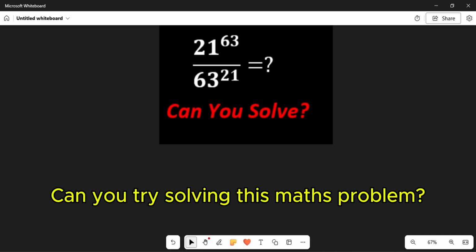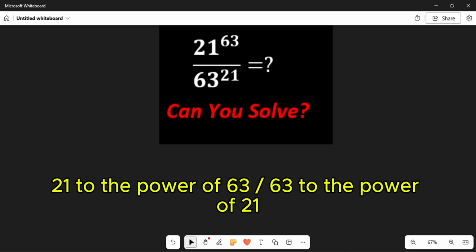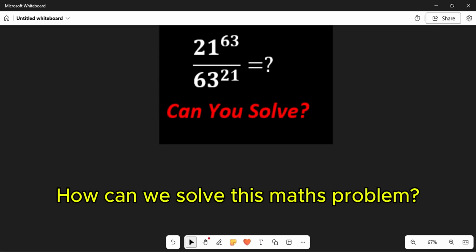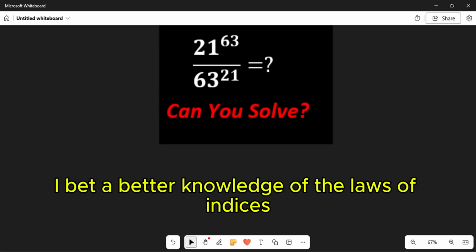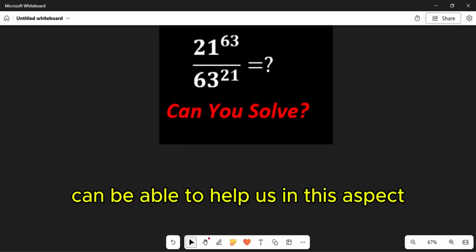Can you try solving this maths problem? 21 to the power of 63 divided by 63 to the power of 21. How can we solve this maths problem? I bet a better knowledge of the laws of indices can help us in this aspect.